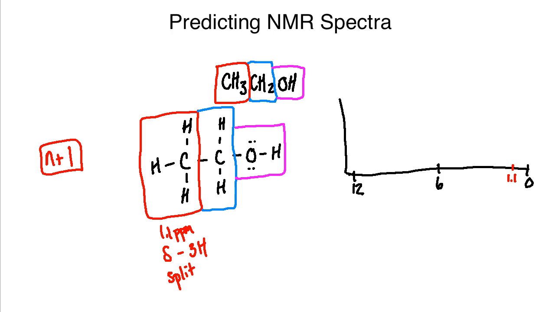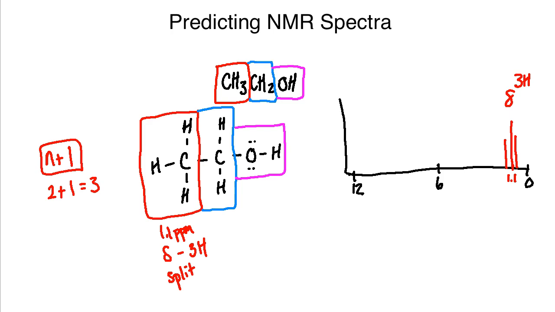So when we look at this, the neighboring CH2 has 2 protons. So 2 plus 1 is going to equal 3. So this would be a triplet, and we will expect a triplet to show up around 1.1, and that triplet should integrate to 3 hydrogens. So that's the first peak that we've assigned there.